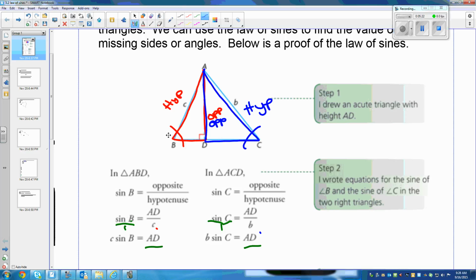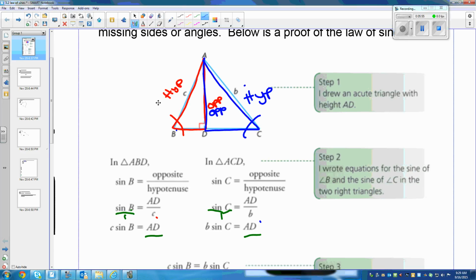Now AD is a side length too, but it's measured from the middle and it doesn't have a real angle to go across from. So side length C is always across from angle C, and side length B is always across from angle B. So you get the name of that side length as a lower letter because it's across from that angle. I forgot, you might not know that.